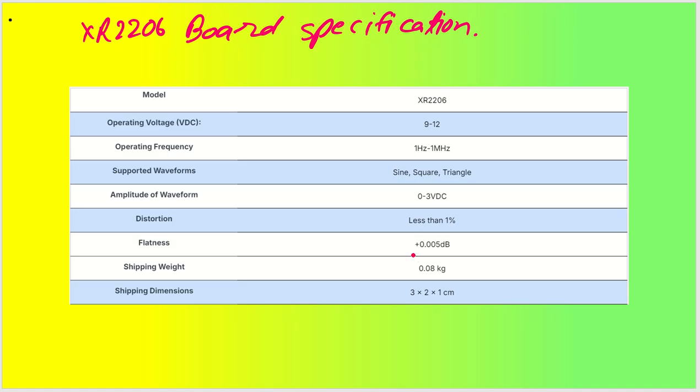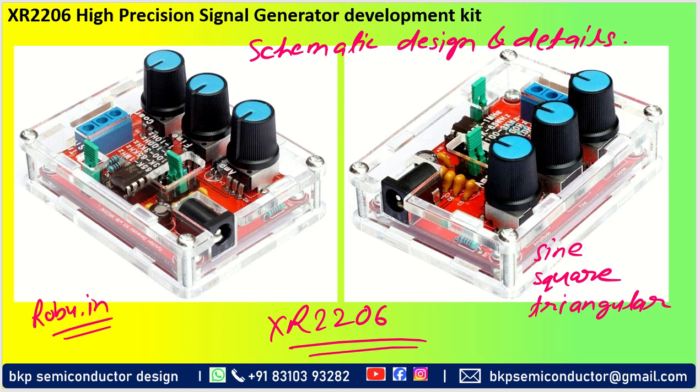So you can see it has a capability of 1 hertz to 1 megahertz range, and it also supports amplitude waveforms from 0 to 3 volt DC, and it has a capability of sine, square and triangle. So this we have already discussed. Our main aim would be to understand the IC details and design and what are the things that we should take care of.